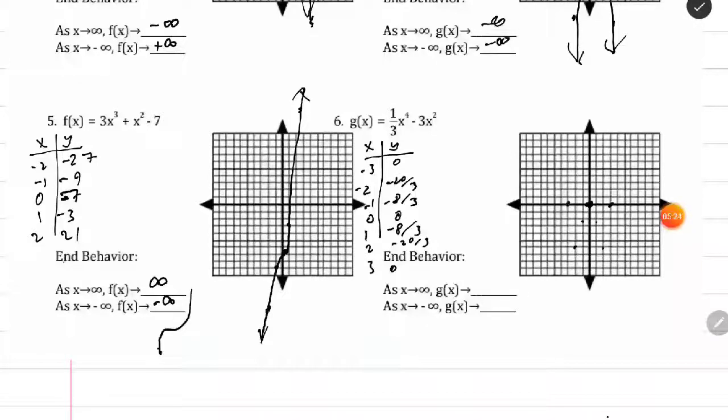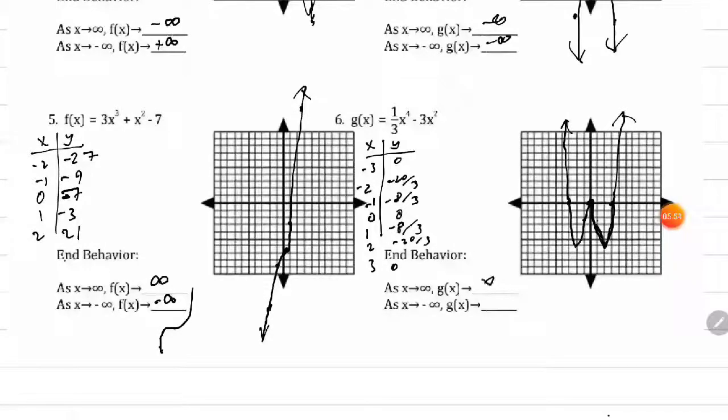So this is where you get your W shape. This is what quartics are supposed to look like all the time. Now, I didn't make mine very curvy, but make sure yours is curvy. Because remember, straight V shapes are absolute values. It's supposed to be curvy. So that's what it kind of looks like. And once again, positive leading coefficient, even degree means infinity, infinity. Alright, let's move on to the next page.